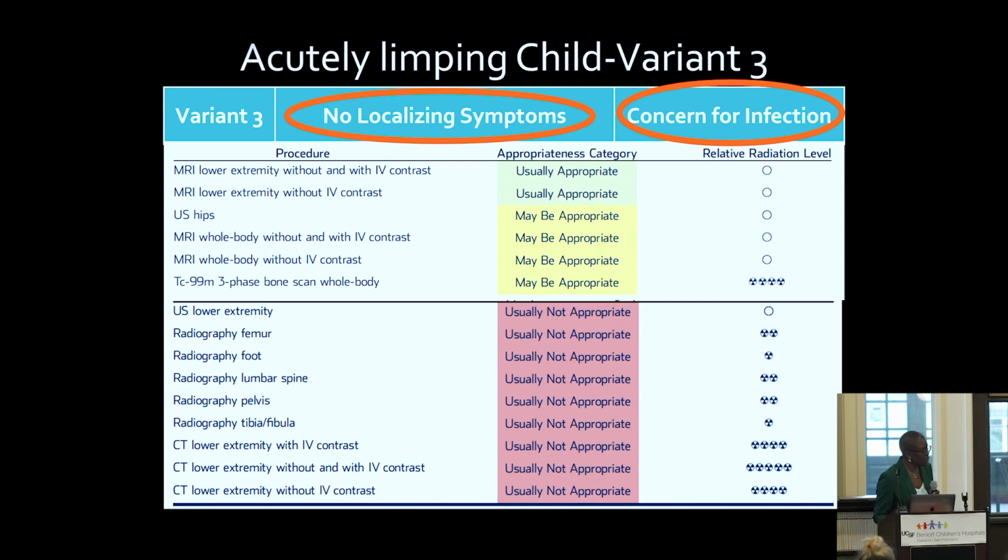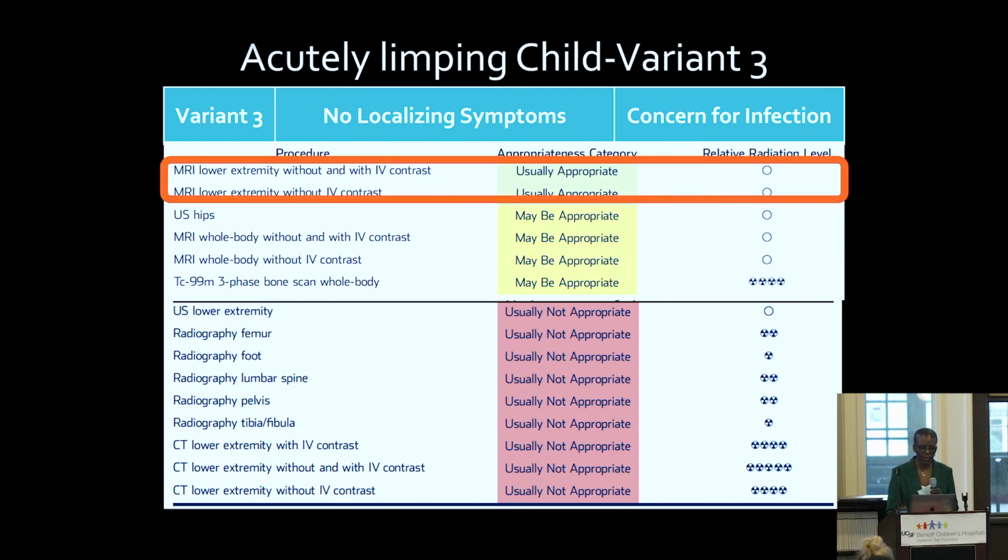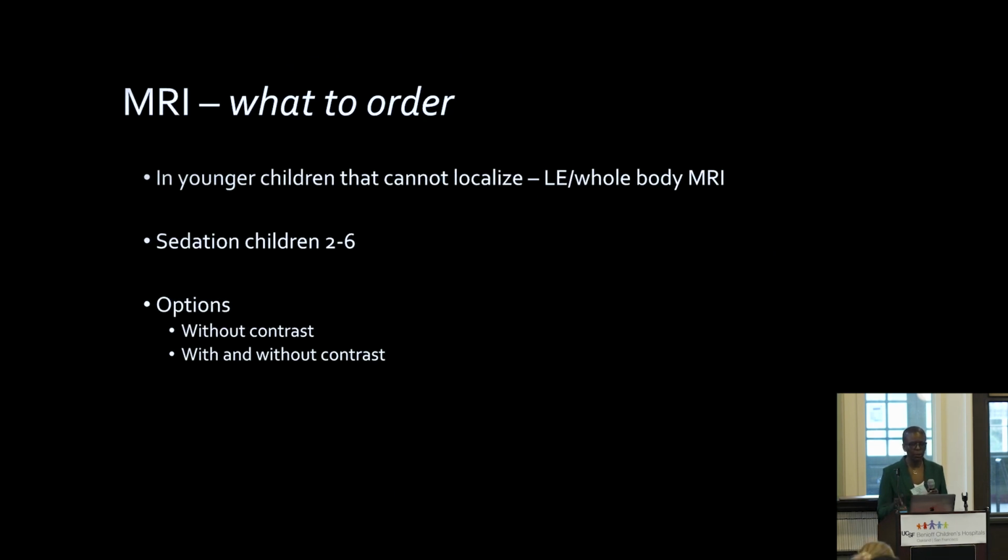Okay, so let's go to variant 3, where you have no localizing symptoms, but you do have concern for infection. So the ACR criteria says that an MRI of the lower extremity without or with and without contrast is usually appropriate, and other things may be appropriate. So what do you order? In younger children that can't localize, this is recommending getting an MR of both lower extremities, okay?